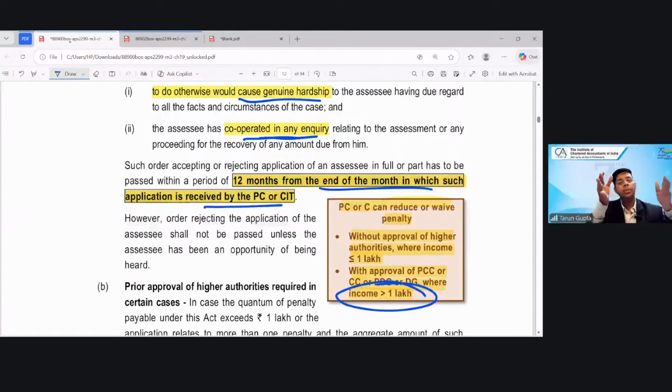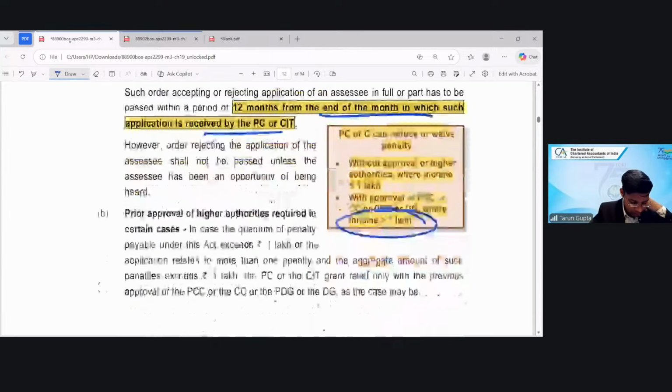Okay, so you understand the difference between 273A1 and 273A4. 273A1 is once in a lifetime. They can do it on their own motion, and they need the approval of their bosses if the penalty amount exceeds 5 lakh. But in case of 273A4, it's not once in a lifetime. You can claim anytime. And here, the approval of bosses is required if the penalty amount exceeds even 1 lakh.